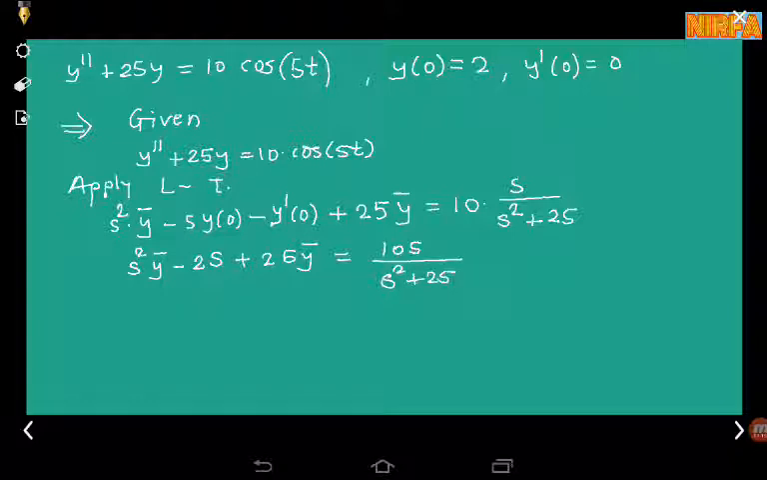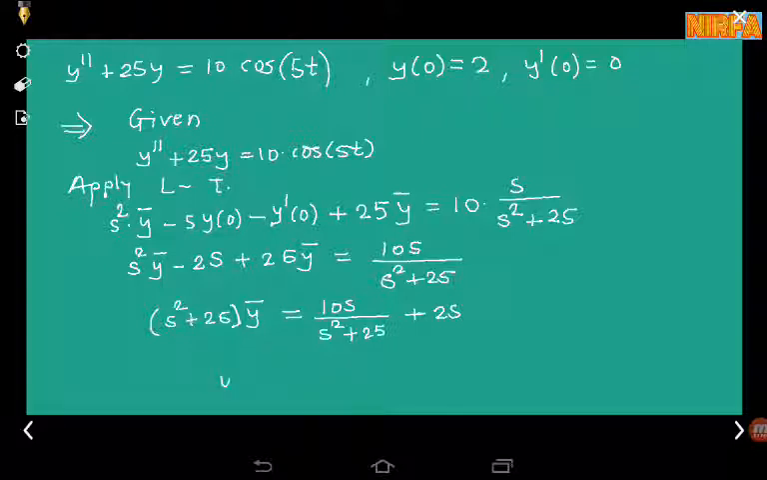Now I am interested to find the value of y bar, so transfer this middle term minus 2s to that side, and the y bar terms we will take on one side and take y bar common, so we will get s square plus 25, this y bar being common, is equal to 10s upon s square plus 25 plus 2s.